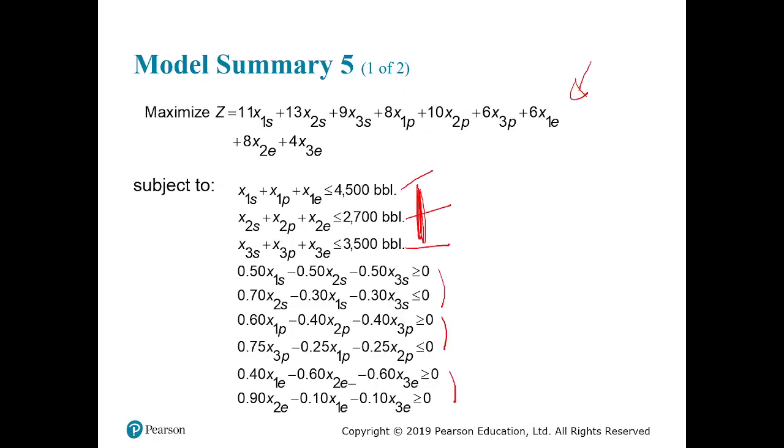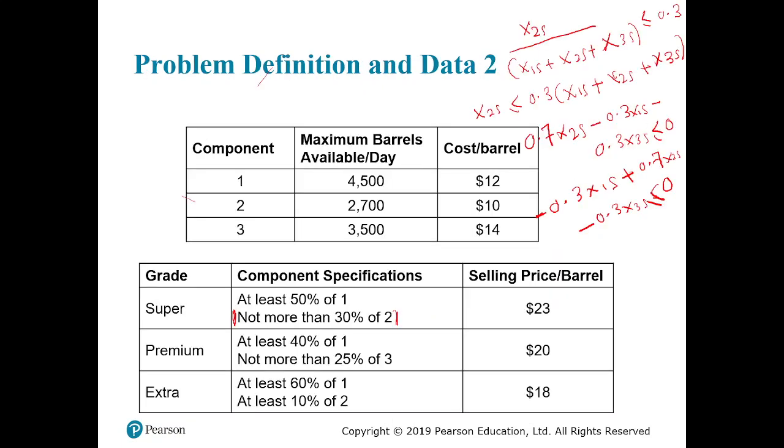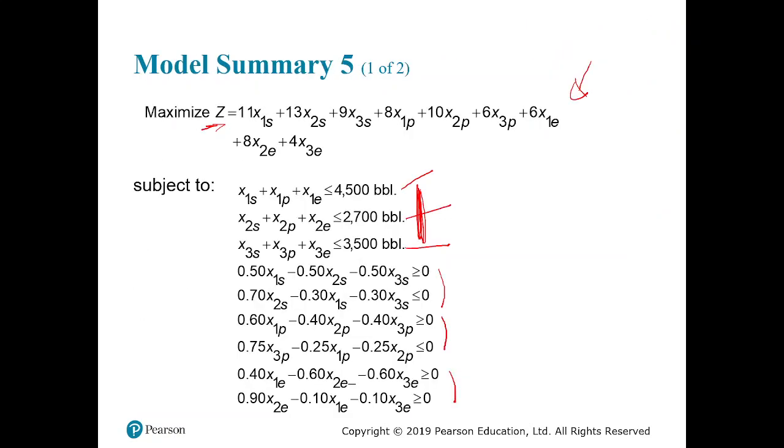Now let us talk about the objective function. The objective function is the profit. Z is the profit, and we get this profit from the selling price minus the cost per barrel. So there are 3 selling prices and there are 3 costs. But because we have 9 variables, what it means is something like this.